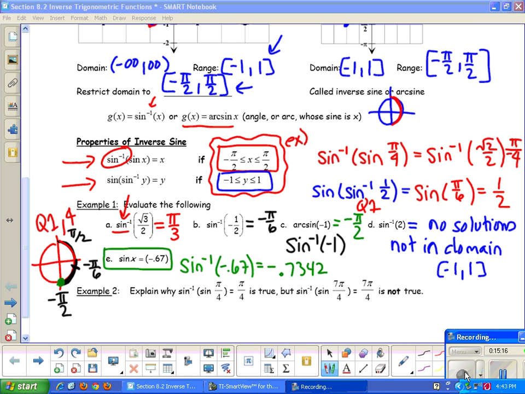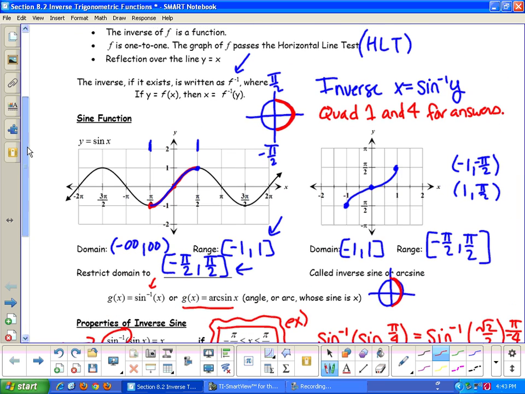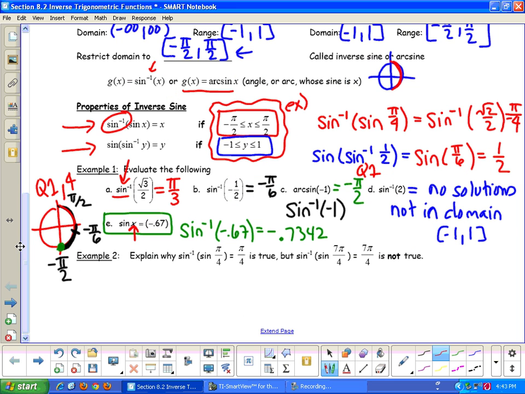But remember before, when we were solving these equations, we said that we want to find all the places where the sine of x is equal to that, because remember, our sine graph keeps going on and on forever, so we have many places that we're going to hit negative 0.67. So one place is negative 0.734 plus the period of my graph, which in this case would be 2 pi n, where n is an integer.